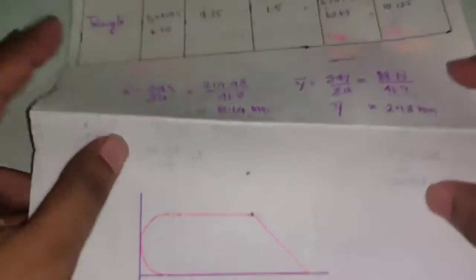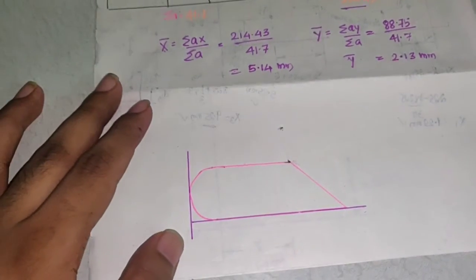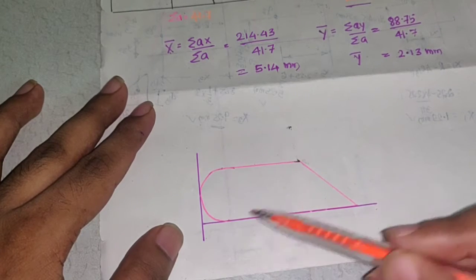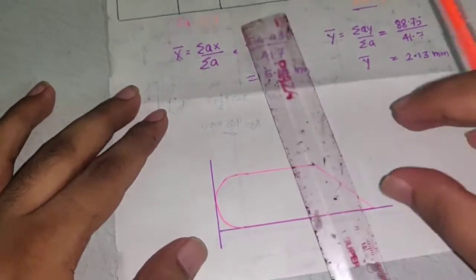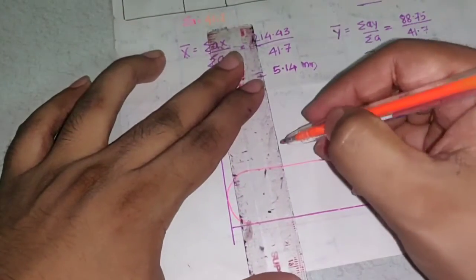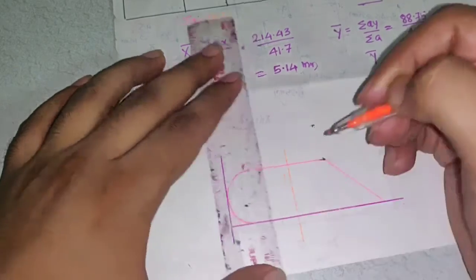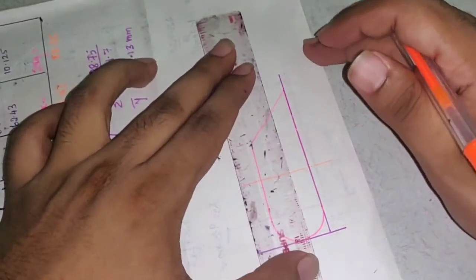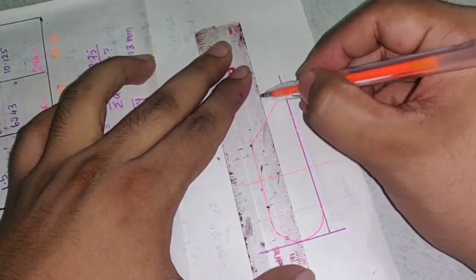Then the last step, once you get the value of X bar and Y bar, is to represent it. So from the semicircle it is 2.25 and this is 6. Means what? 2.25 plus means it will come somewhere here. And the value of Y bar is 2.13 means what? Total is 4.5. So somewhere here.